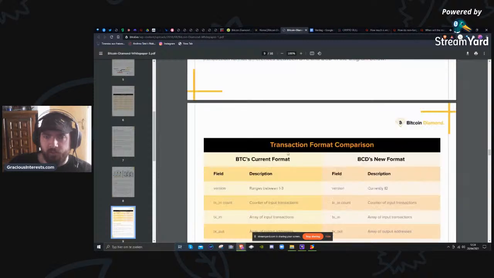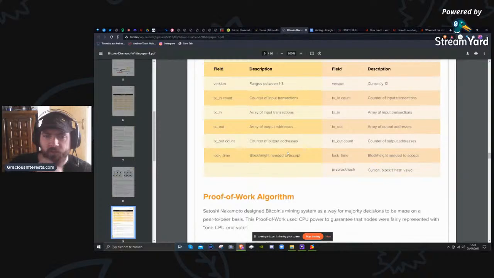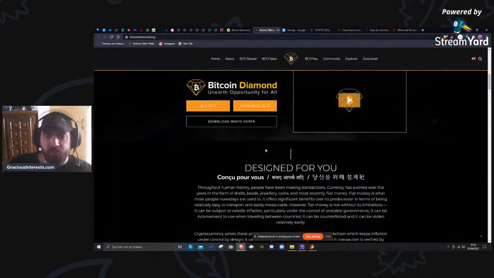Computer is getting slow here. Might be the website, but we'll figure it out. The proof of work algorithm, so yeah, not going to continue onwards with this one.